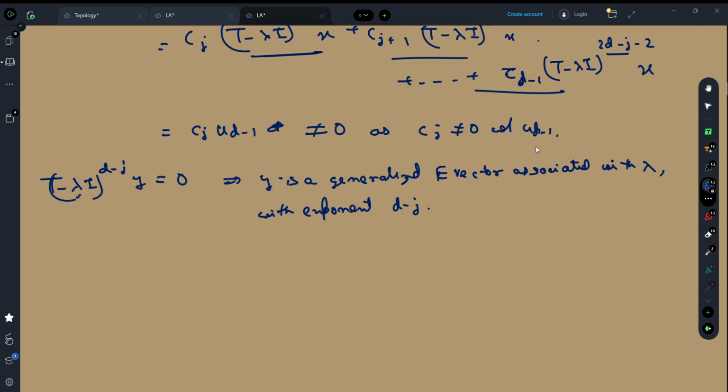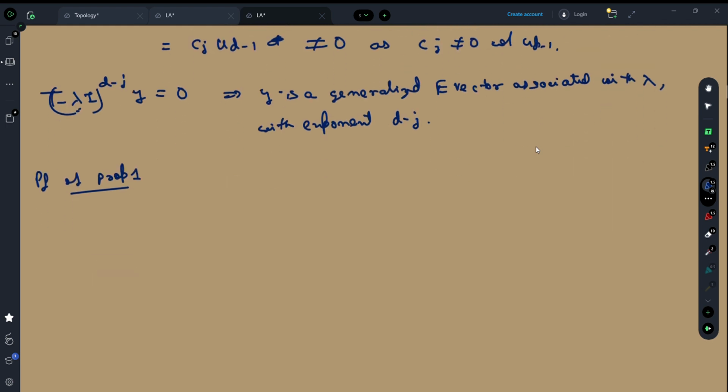Clear? Now we come to the proof of proposition one. Proof of proposition one. One thing which you can obviously observe: what is the value of T u_j? So what is u_j? This is T times (T minus lambda I) to the power j of x by definition, right?